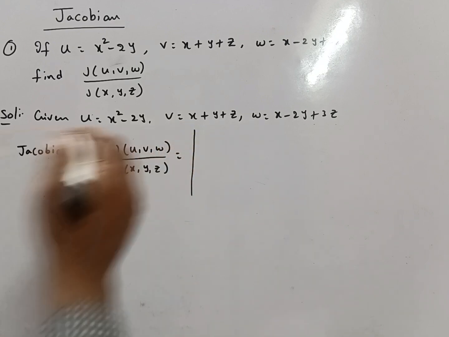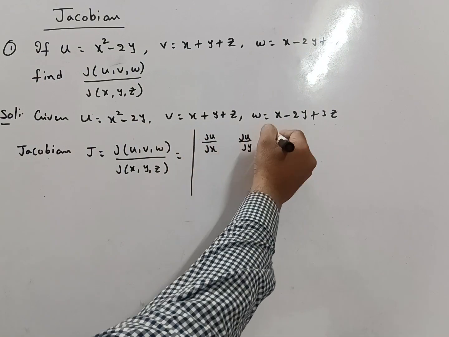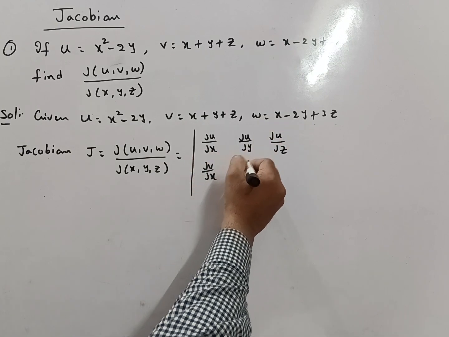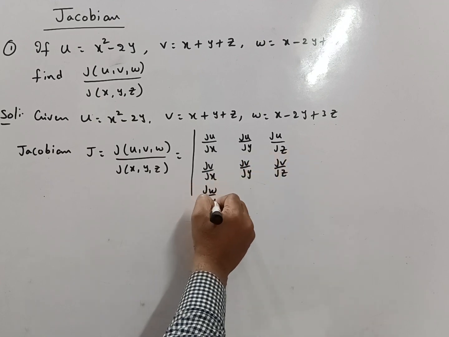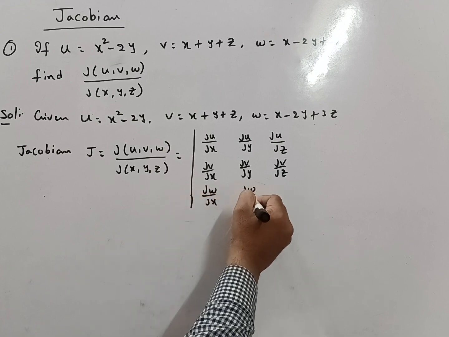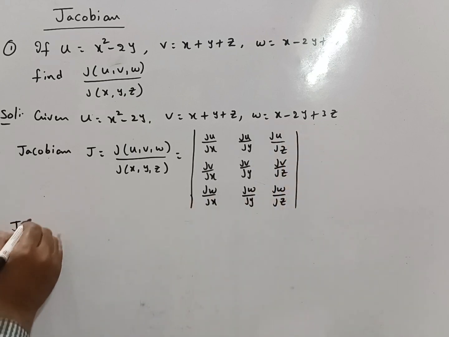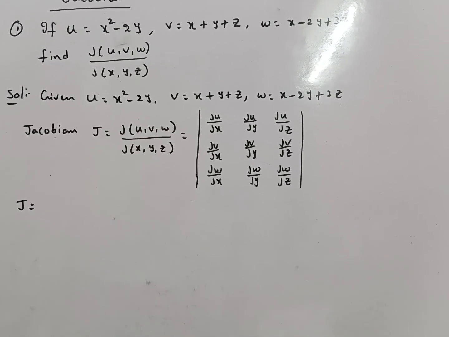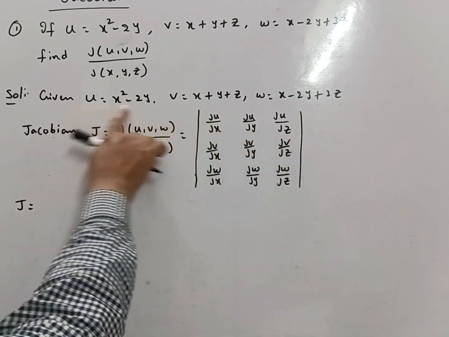So what is the formula? The determinant with rows dou u by dou x, dou u by dou y, dou u by dou z; dou v by dou x, dou v by dou y, dou v by dou z; dou w by dou x, dou w by dou y, dou w by dou z. Correct? So this implies J is equal to dou u by dou x. What we have to do? You have to differentiate u with respect to x, y, z partially. So this is the u here.